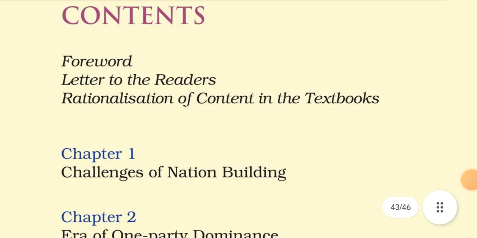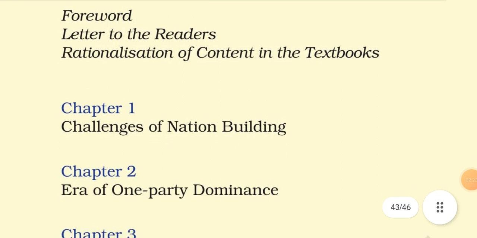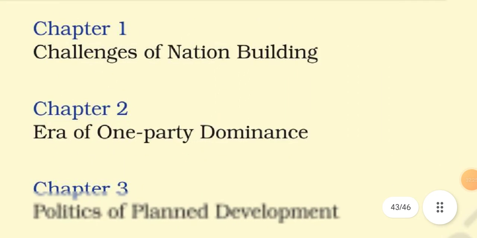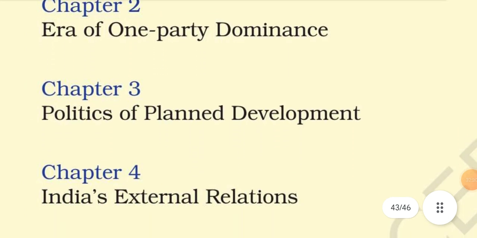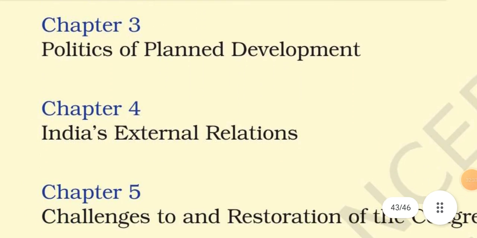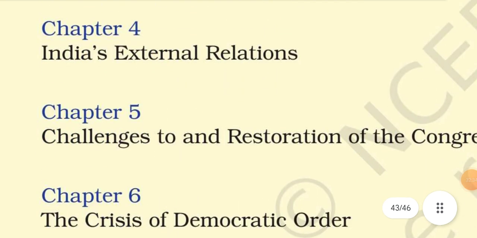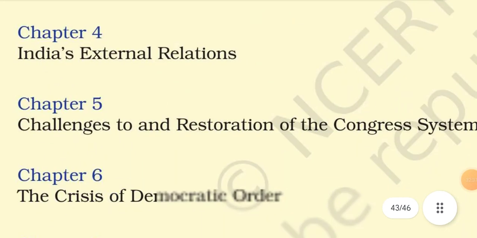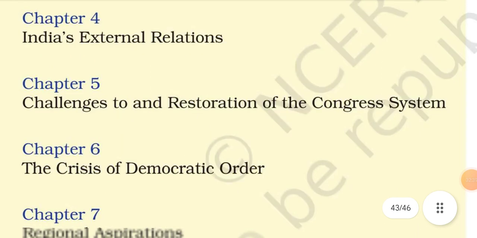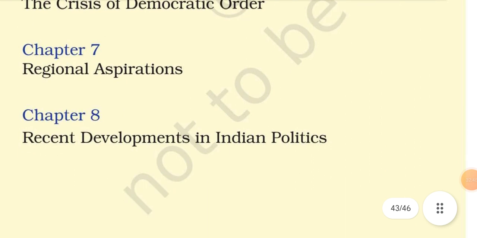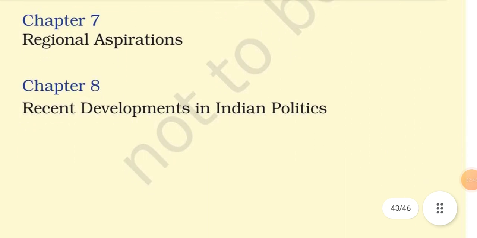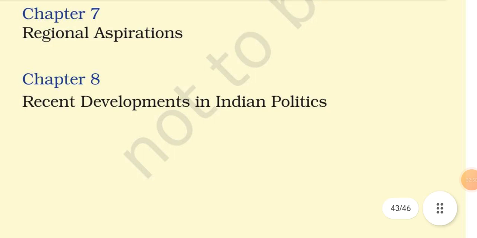Contents. Foreword. Letter to the Readers. Rationalisation of content in the textbook. Chapter 1: Challenges of Nation Building. Chapter 2: Era of One-Party Dominance. Chapter 3: Politics of Planned Development. Chapter 4: India's External Relations. Chapter 5: Challenges to and Restoration of the Congress System. Chapter 6: The Crisis of Democratic Order. Chapter 7: Regional Aspirations. Chapter 8: Recent Developments in Indian Politics.